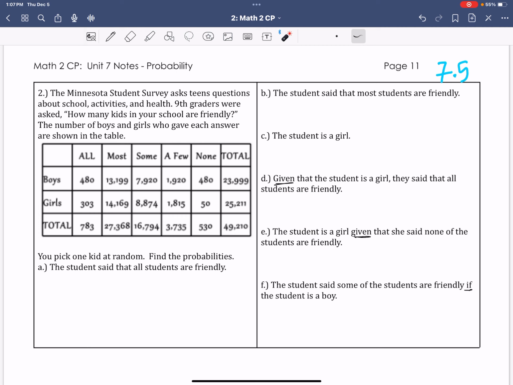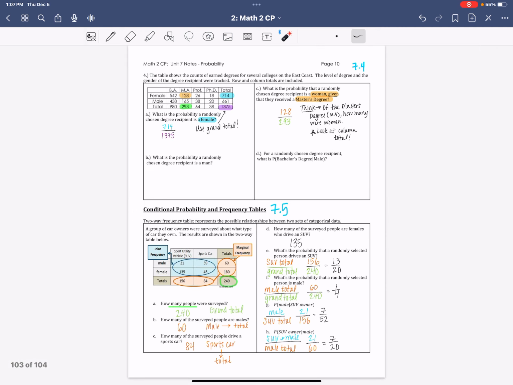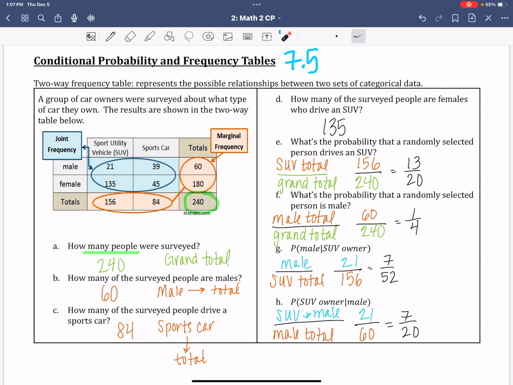All right, I want you to try these two on your own and then go back and make sure you finish the rest if you didn't get those done. But reading this is just making sure you're using the correct total based on what the information is giving you. And that's conditional probability and frequency tables.